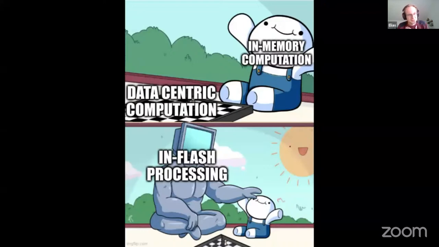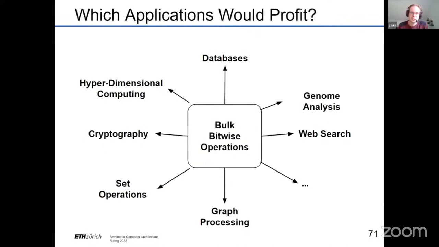Okay, then let's continue to my next question. Let's imagine you're master students and you want to do your own startup and you have exclusive access to such non-existent in-flash processing chips. Can you think of any other applications that would heavily benefit from such a Flash Cosmos system?